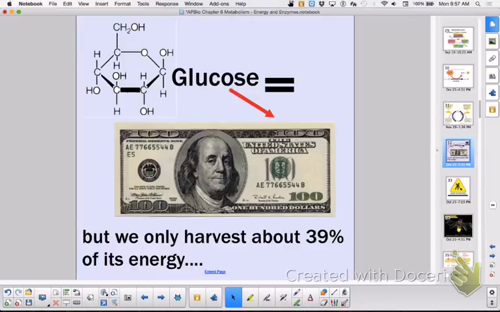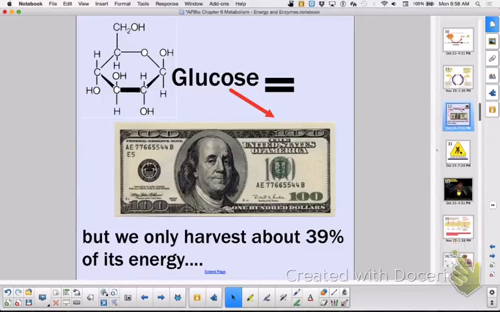So on your notes, as glucose is hydrolyzed through cellular respiration, those are words you understand. As glucose is hydrolyzed, what are you thinking about? Hydrolysis, breaking. ATP can be what? Synthesized from ADP and an inorganic phosphate. Only what percent efficient? 39% efficient. So how much is lost as heat? 61% lost as heat.